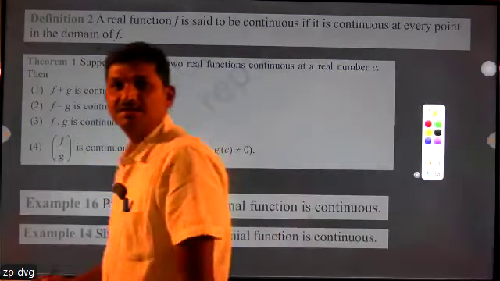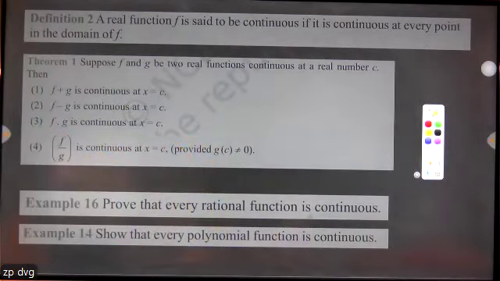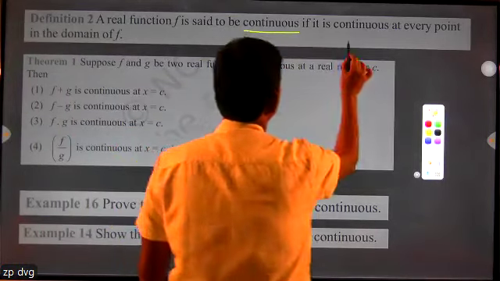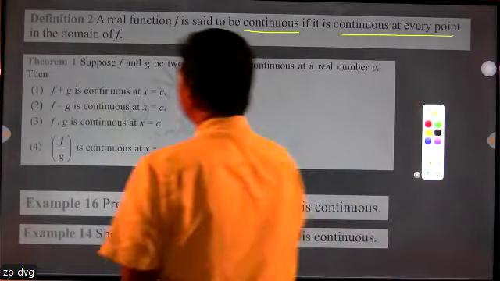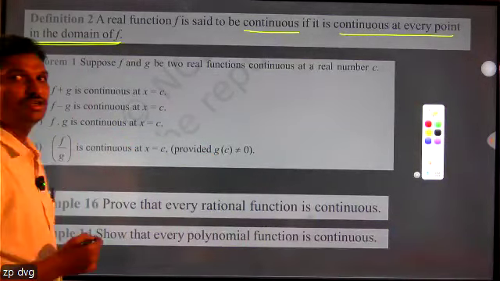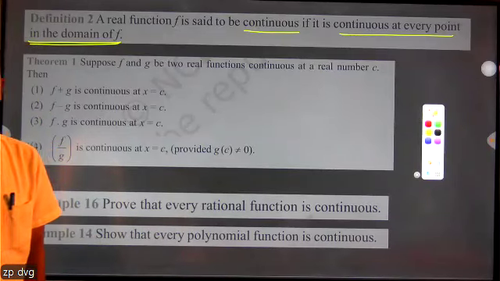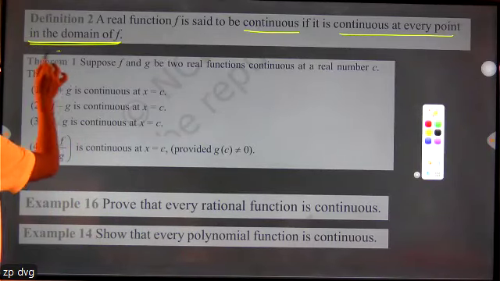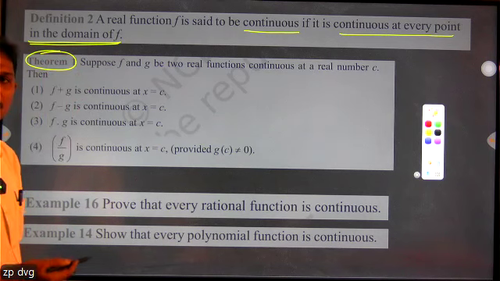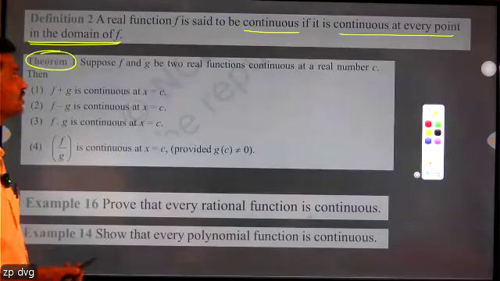You see, these are the points taken from the NCERT textbook. A real function is said to be continuous if it is continuous at every point in its domain. A function is said to be continuous if it is continuous everywhere in its domain, right? And these are the theorems we have in NCERT class 12th. You already learned these things. We are not going to derive them, we are just revising the statements. What statements did you learn in continuity?